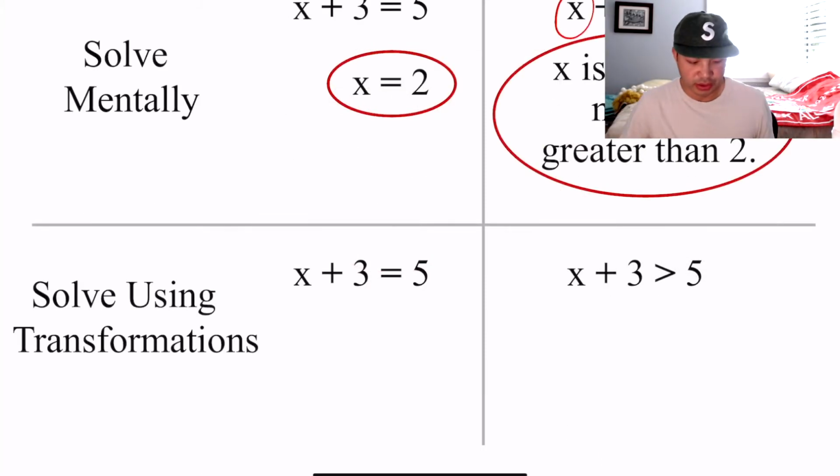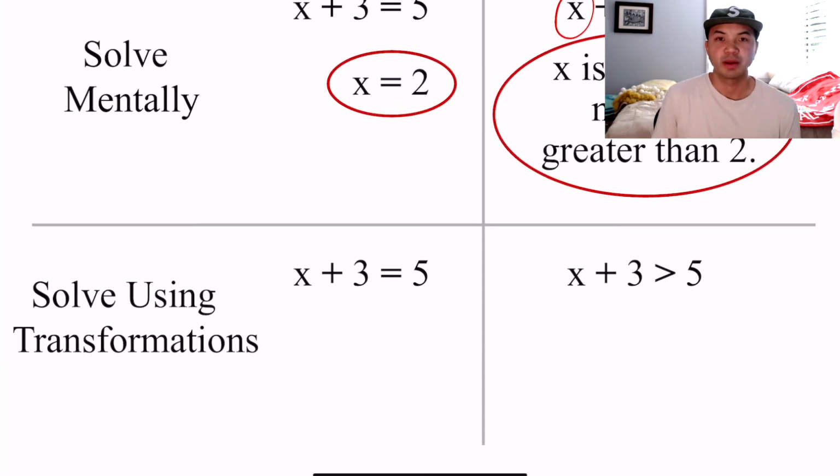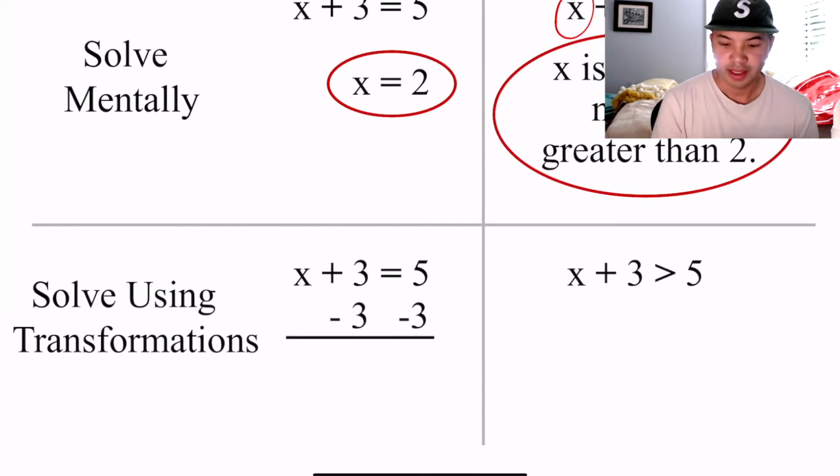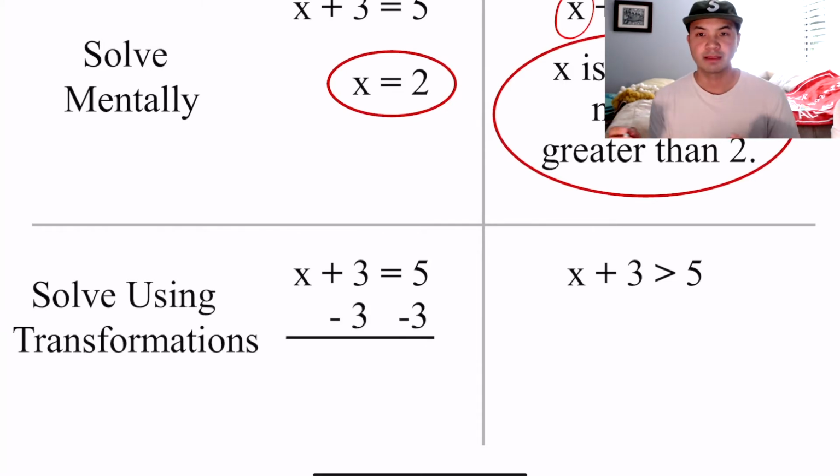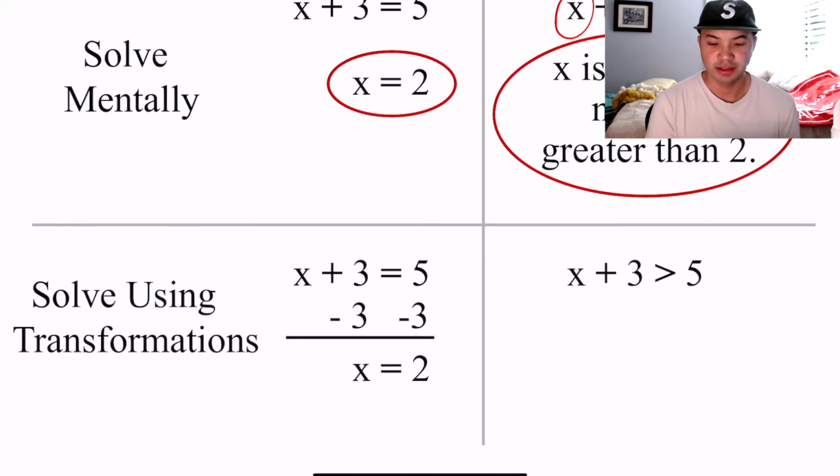So going on to using transformations, that's just a fancy way of saying show your work. Whatever you do to one side, do to the other side. So for example, x plus 3 equals 5. You do the opposite. You use the subtraction property of equality. 3 is being added to x, so you're going to subtract 3 from both sides. And then you're going to end up with x equals 2.